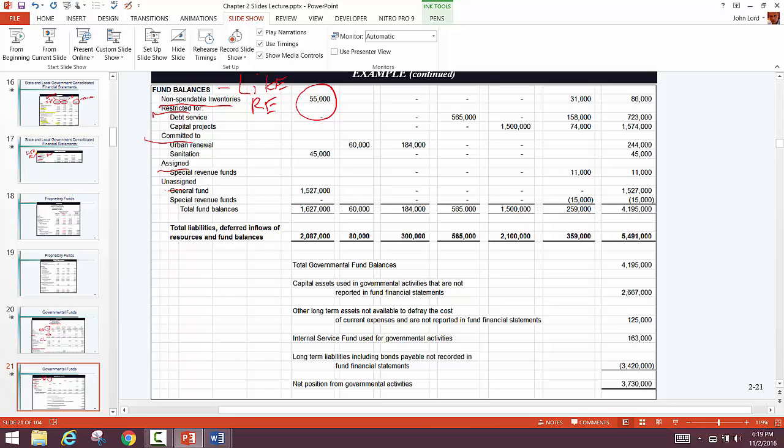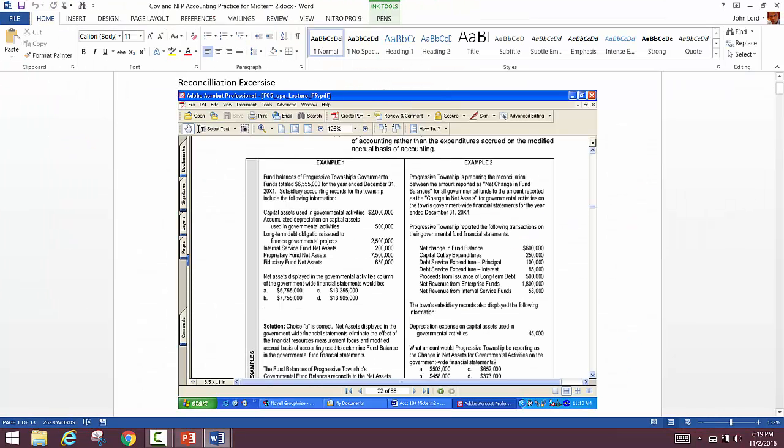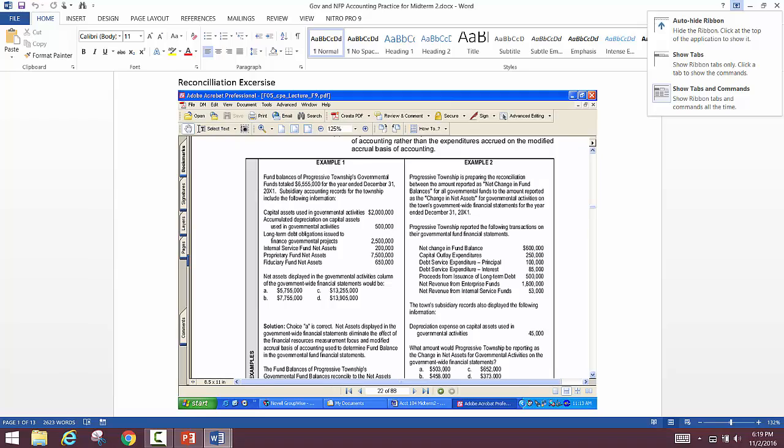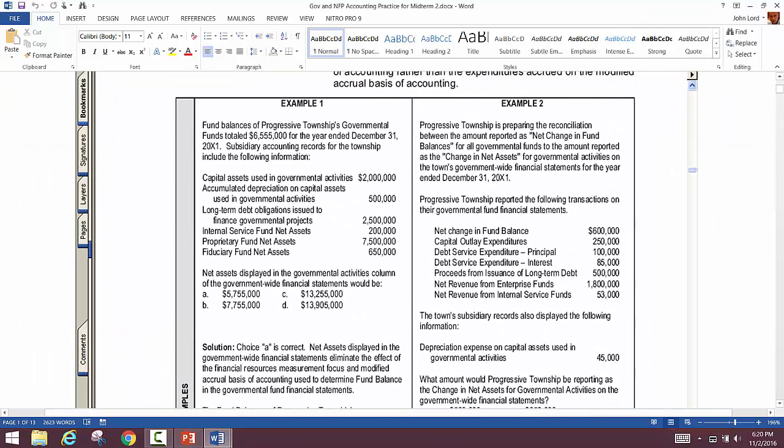Okay, now we come over and we're kind of on the cusp of getting into practice midterm mode here now. But the first thing I started you out with is a couple of example problems for the reconciliation. So let's just go ahead and take a look at this one.